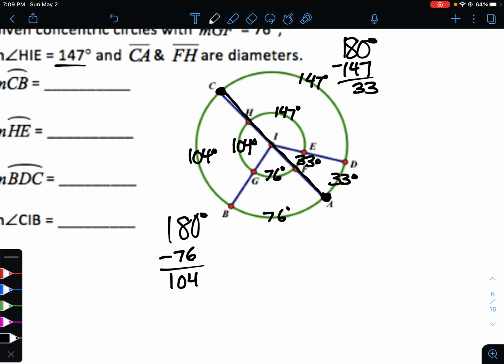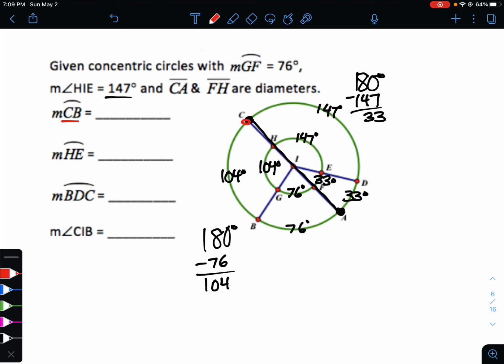All right, so let's go ahead and answer some questions now. Our measure of arc CB, so from C right here around to B right here, pretty easy. We've already found that. That's 104 degrees. Next is going to be the measure for HE. So for HE, that should also be pretty easy. That's going to be this arc right here, which we already know is 147 degrees.